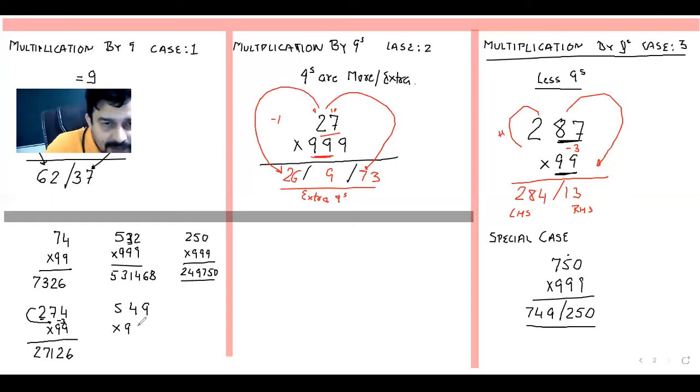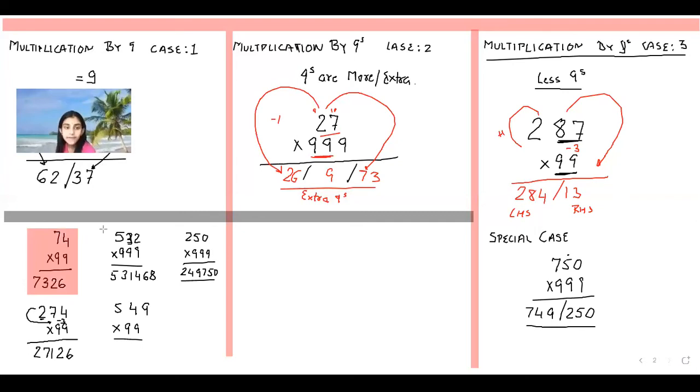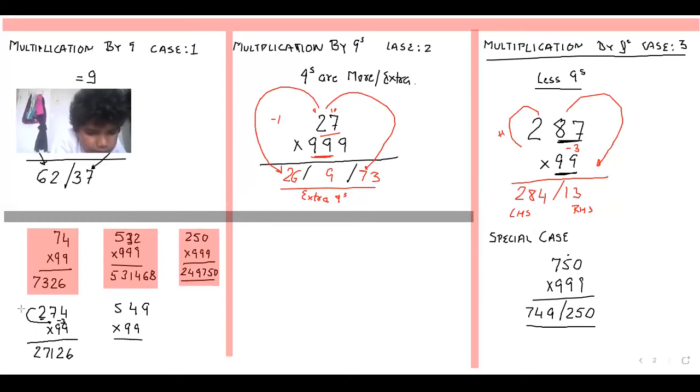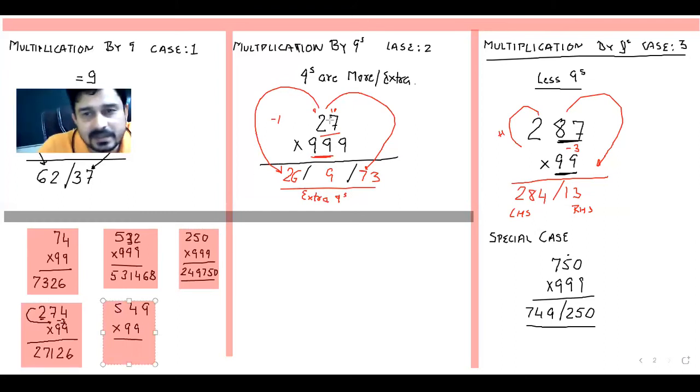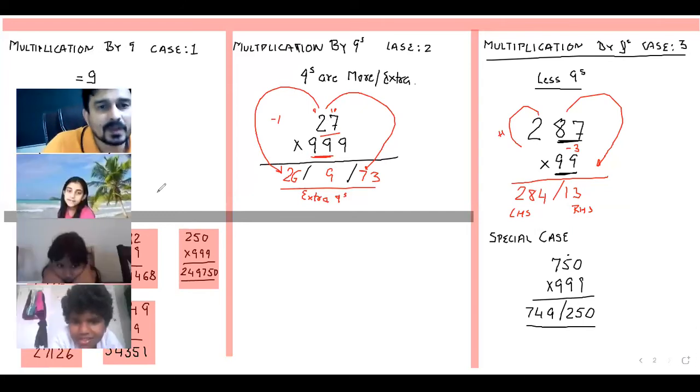549 times 99. 5 plus 1 is 6, so 543. Then 51. 54351. Yes, this is the correct answer. 54351 is the right answer. Can you do some case too? Shabash. Very nice.